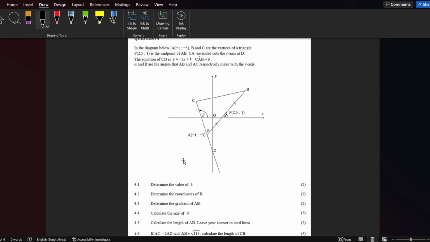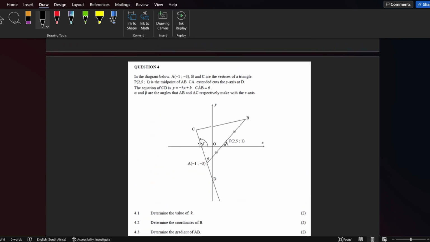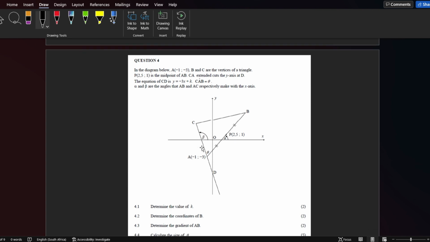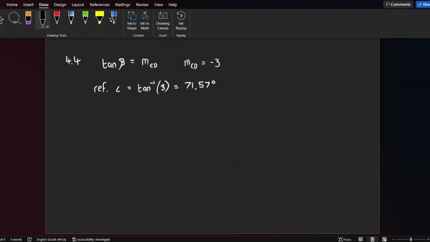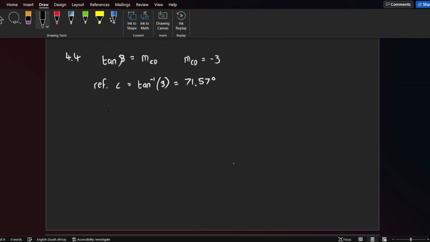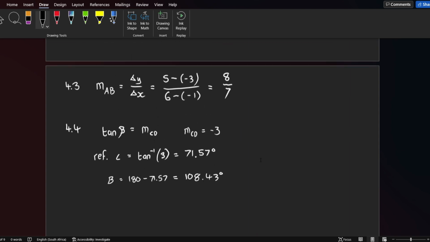So obviously to get beta, our reference angle will be the supplementary angle, which is not beta. So it's that angle there. We can see that that is true because that angle is less than 90. So to get beta, we will have to subtract this angle from 180. So beta will therefore be 180 minus 71.57, and that will give us 108.43 degrees. Okay, so that's the first step.